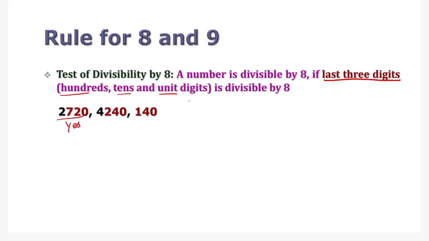Again, now let's take a second example, 4240. Again, we have to consider just the three digits, the last three digits, which is 240. So when we divide 240 by 8, we get the answer as 30. As we are getting a whole number and the remainder is 0, we could conclude that 4240 is divisible by 8.